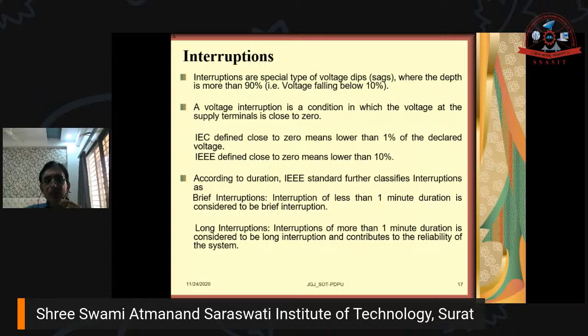If delta T is greater than 1 minute, the interruption is called a long interruption. Long interruptions are also called sustained interruptions, because they sustain for more time, more than 1 minute. So in short, an interruption is a special type of voltage dip where the depth is more than 90%. That means the voltage will decrease to less than 10%.